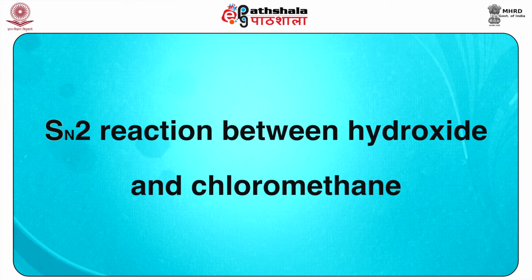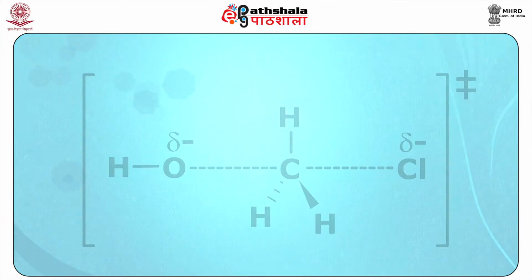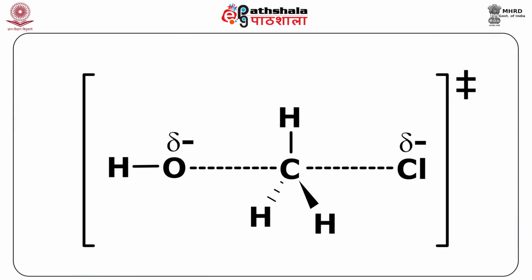Now, let us come to the next example, the SN2 reaction between hydroxide and chloromethane. The SN2 reaction involves a collision between two molecules and the reaction proceeds via a transition state as shown. Now, this is another type of transition state in the SN2.